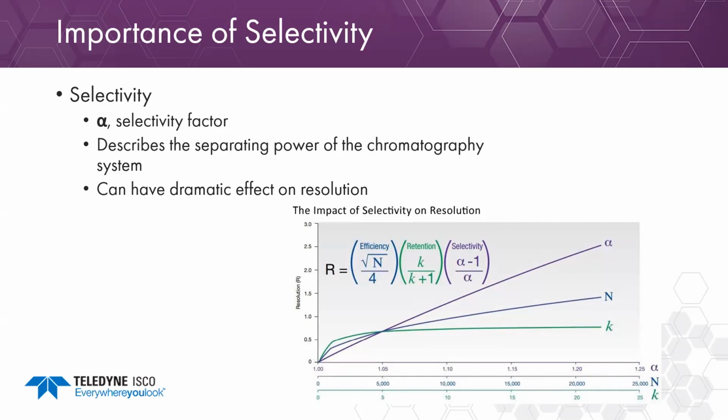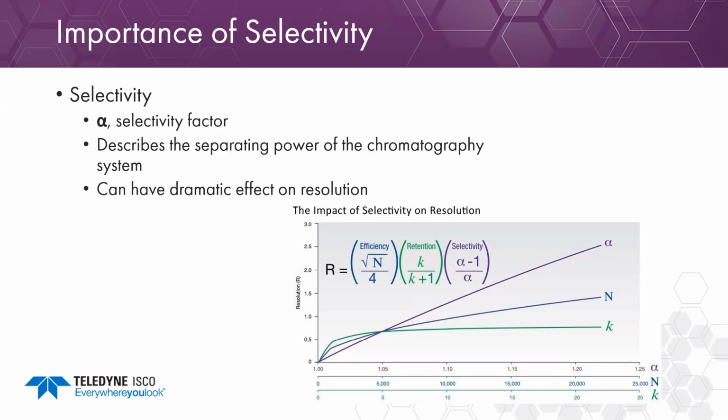The retention factor of the resolution equation has kind of a plateauing effect. We can only really maximize the K value to a certain point. We see very good impact in changing the retention from 0 to 5, but from 5 to 10, the gain's not so great on resolution. And as we get above 10, it really plateaus off. So we really want to work with a K range from 0 to 10 for retention. Increasing the retention more doesn't really do anything. It's just sitting at the top of the column.